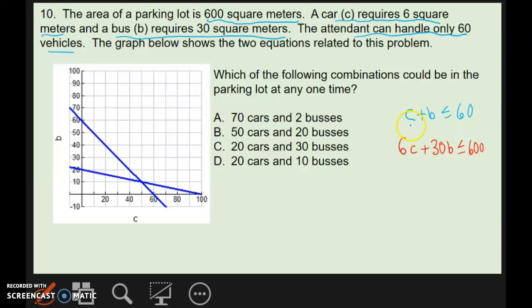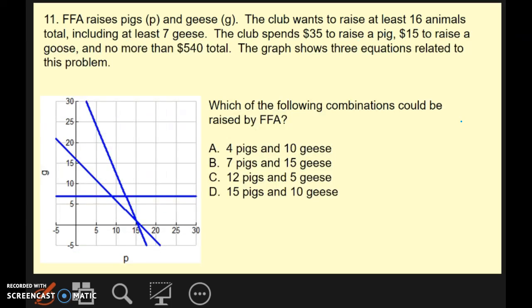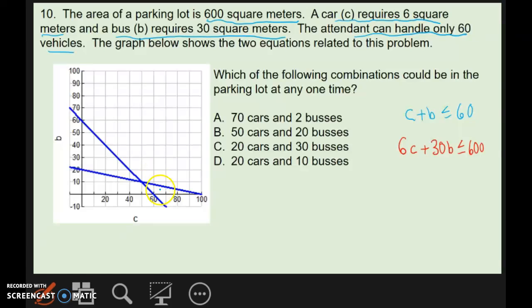Let's start with the easier one, the C plus B and 60. Because I've got horizontal and vertical intercepts of 60, I believe it's going to be this line right here. And less than or equal to would indicate it'd be under, but I'm going to test a point just to verify. Plugging in the point 0, 0, that's a true statement. 0 is less than or equal to 60. So I know that part of it is there.